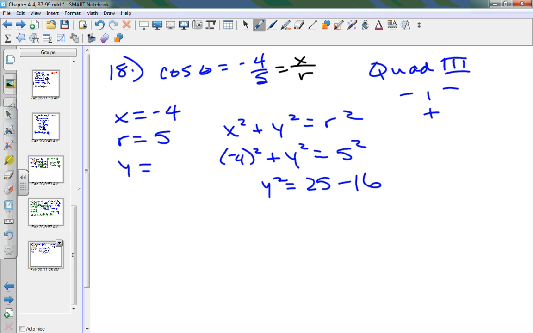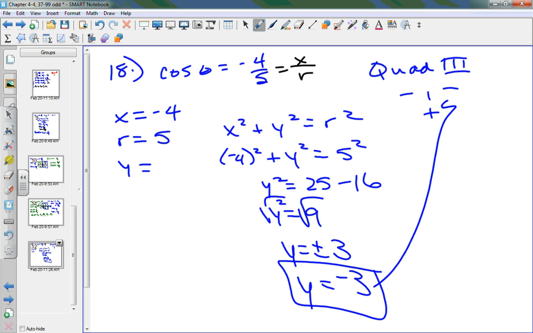Why is it minus 16? Because I took it over the other side, right? What's 25 minus 16? 9, so now I need to take the square root, and y is going to be equal to plus or minus 3. Which one do I take? Why do I take the minus? So y is going to be -3 because I am in quad 3. Can we see that? So now all I have to do is find my sine.